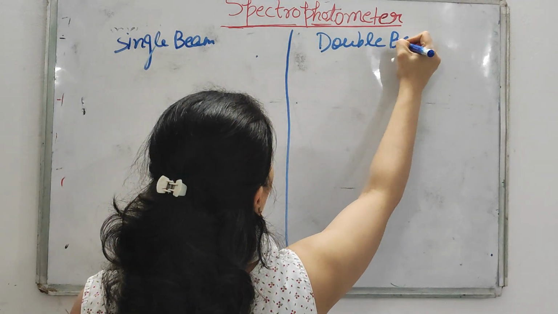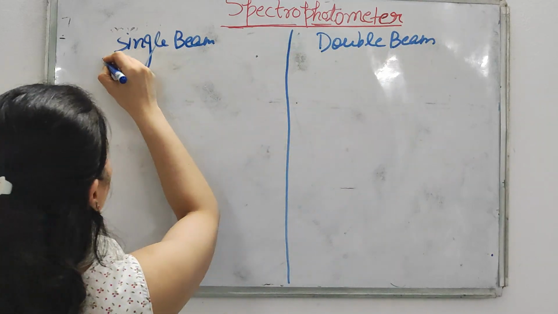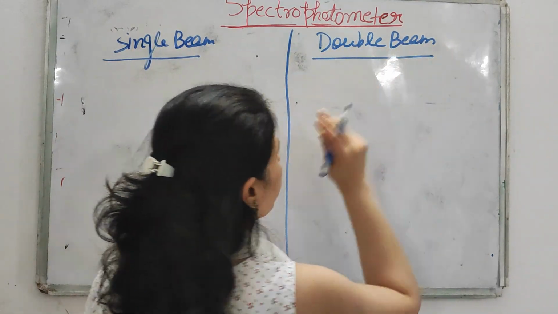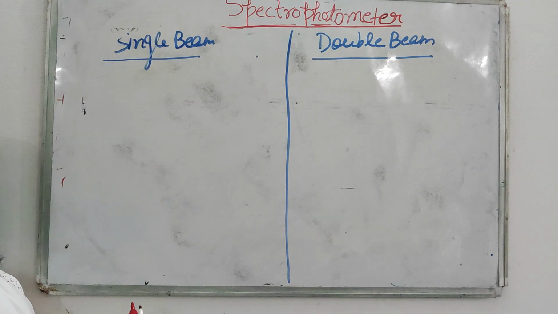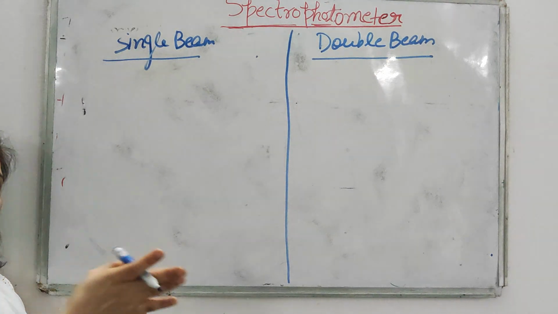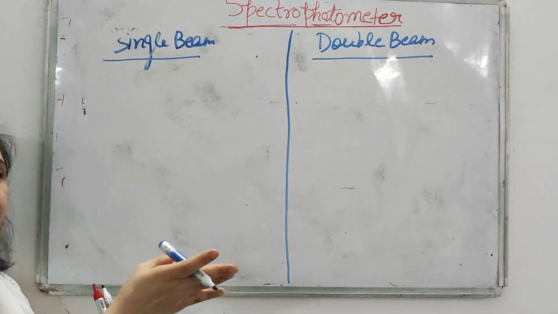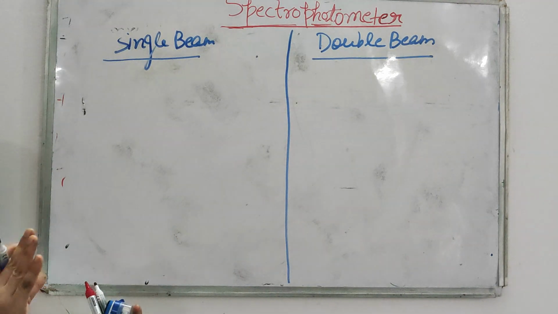Single beam and double beam. So first you have to know what is single beam. The diagram which I have shown here previously is your single beam, because here only one beam passes through your cuvette solution.